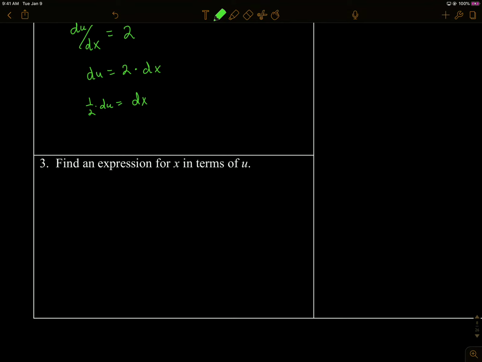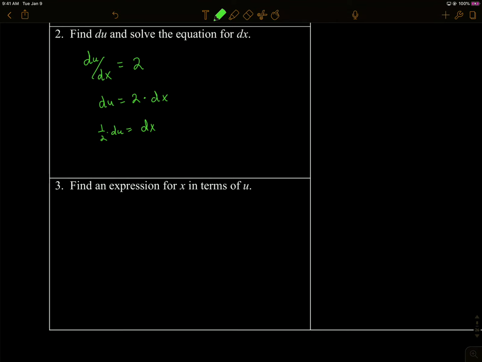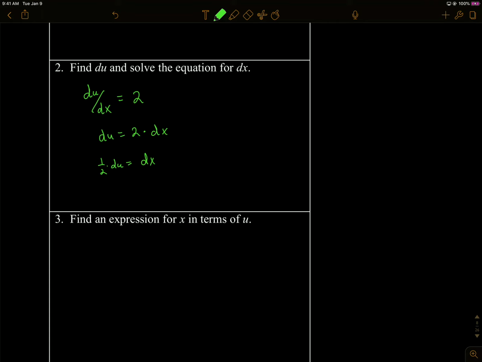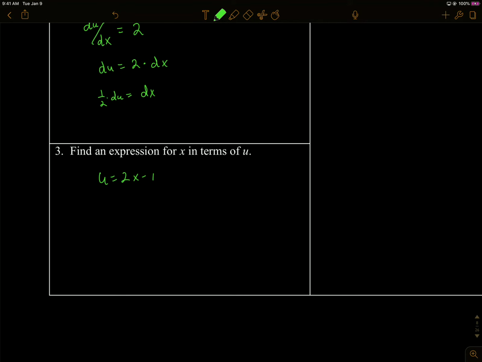Step 3, we're going to write an expression for x in terms of u. So I had that u equals 2x minus 1. What we need to do then is solve for x. So x is going to be equal to u plus 1 over 2. All right? And there's a couple ways to think about that. Sometimes it's good to think of it like this. It's just going to depend on the problem. Other times, distribute that 2 to each one, or put it out front.